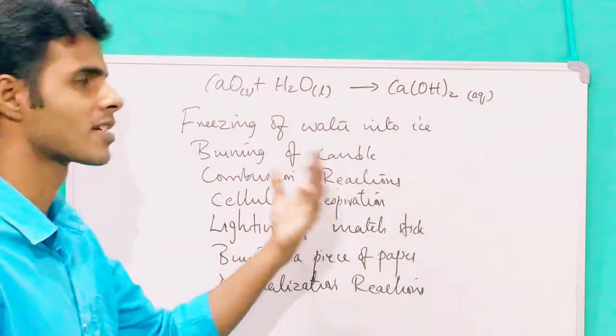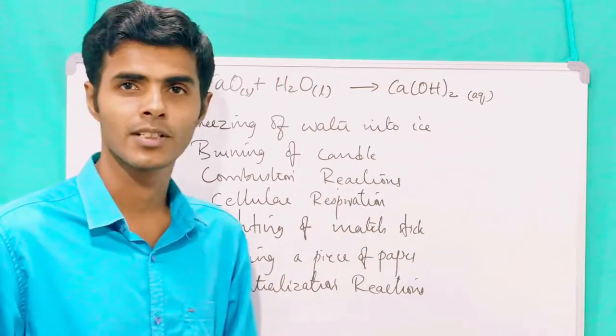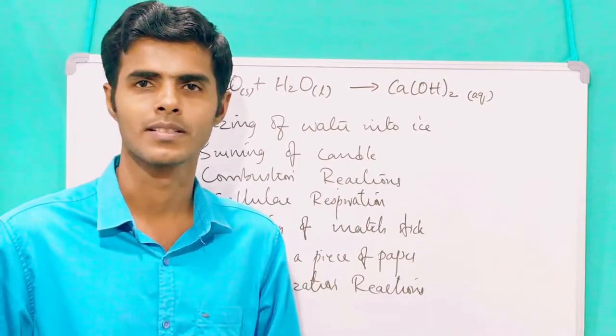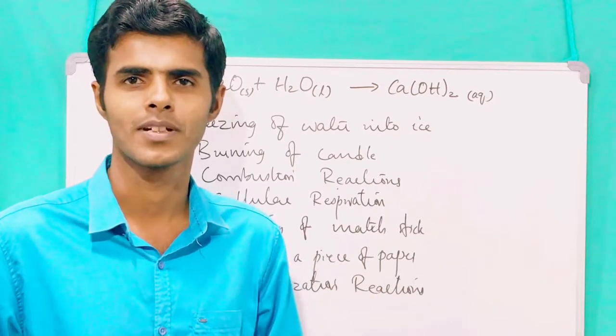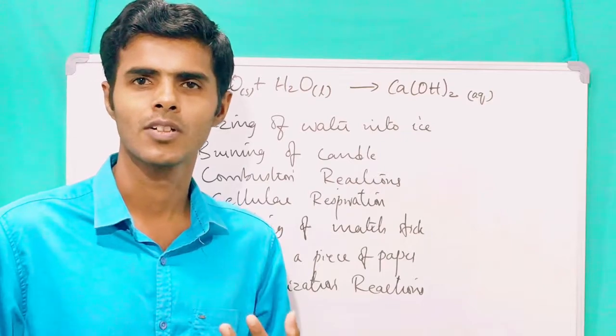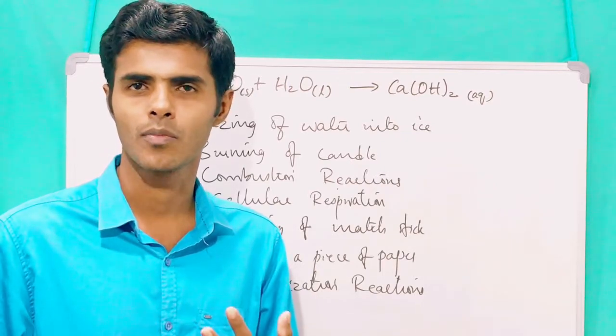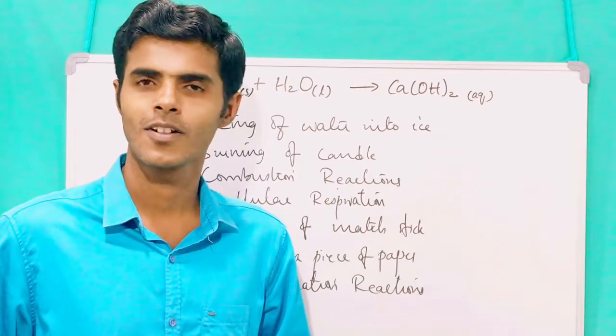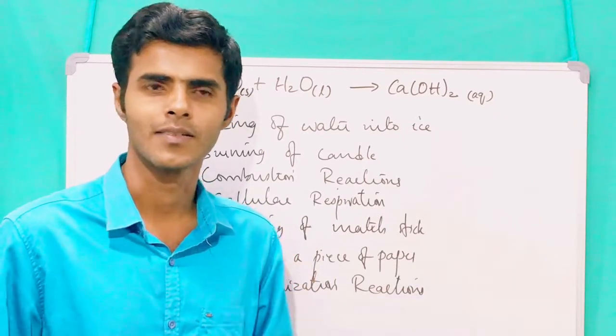Now, combustion reactions, cellular respiration. What happens in cellular respiration in the living organisms? In our body especially, what happens there in each cell? Glucose is getting converted into carbon dioxide and water molecule. Along with that, energy is released. This is also an example for exothermic reaction.